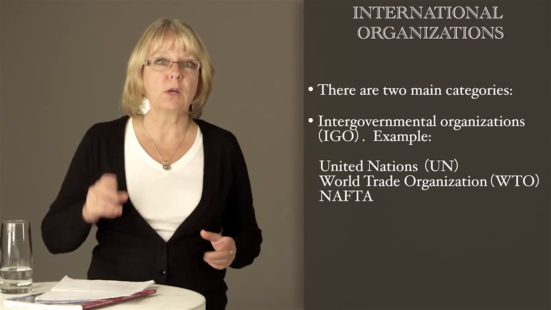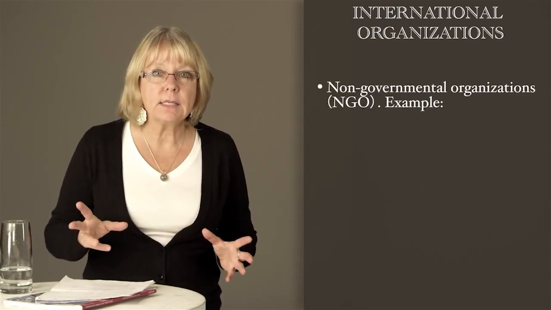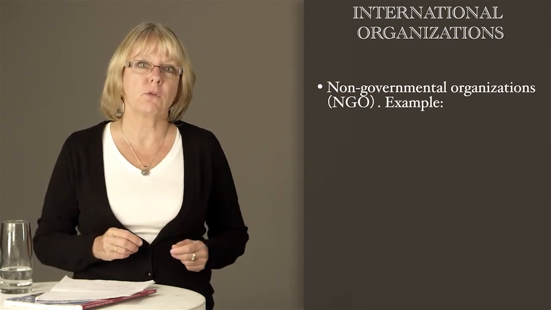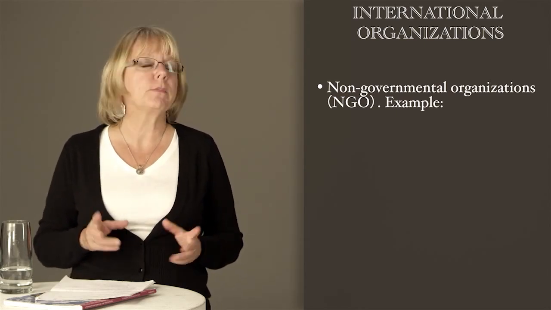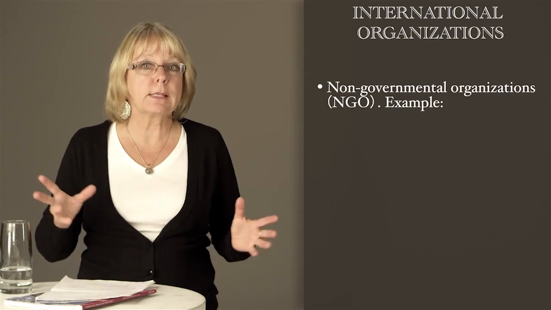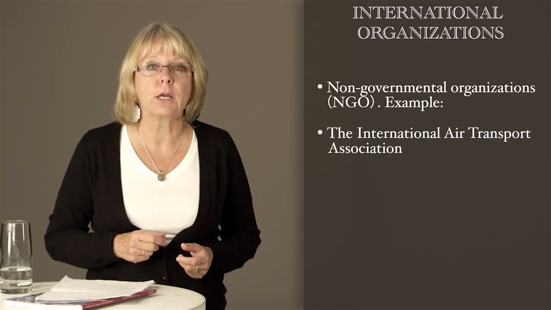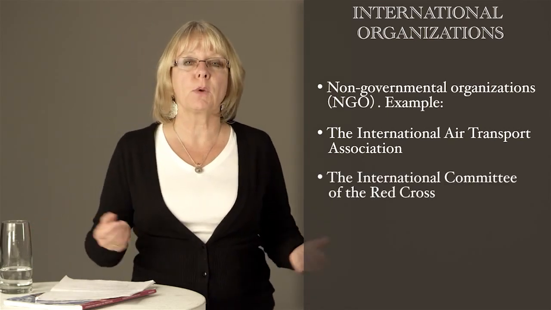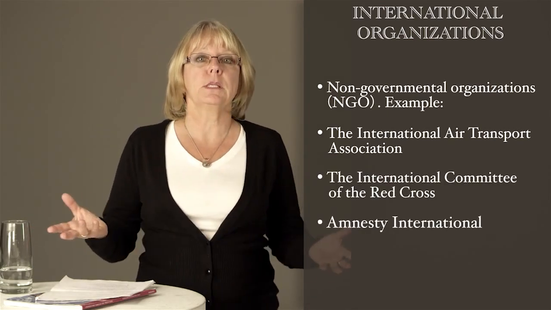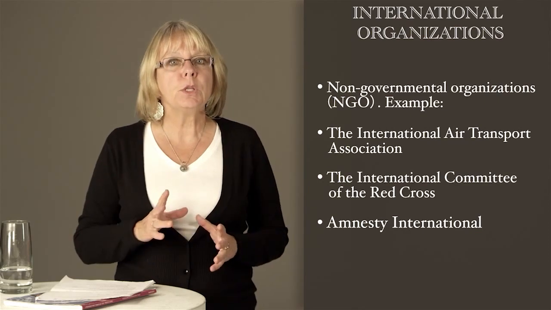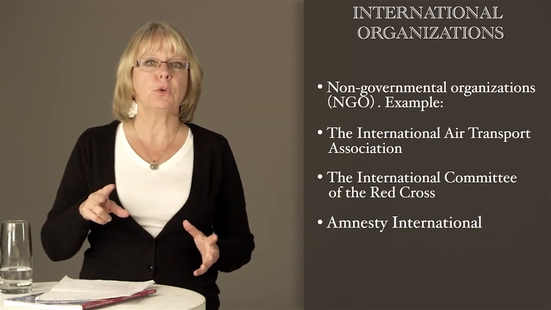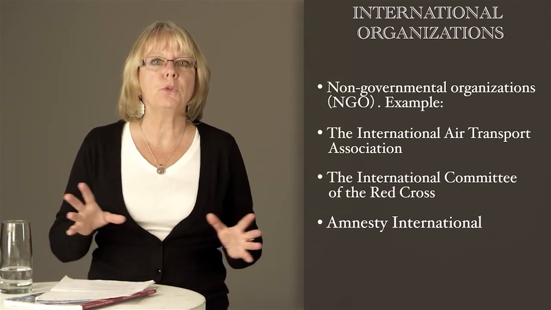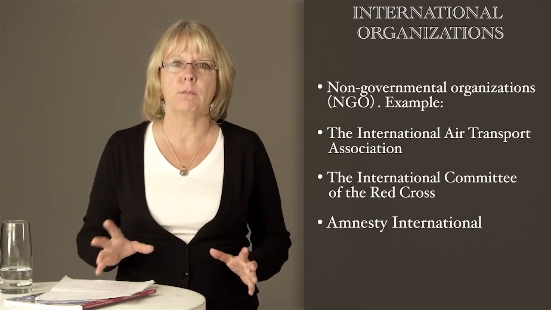We said there were two kinds of international organizations. The second kind is non-governmental organizations, or NGOs. Examples are the International Air Transport Association, the International Committee of the Red Cross, Amnesty International. We'll discuss the work of IGOs and NGOs throughout the course, as many are very important to business.